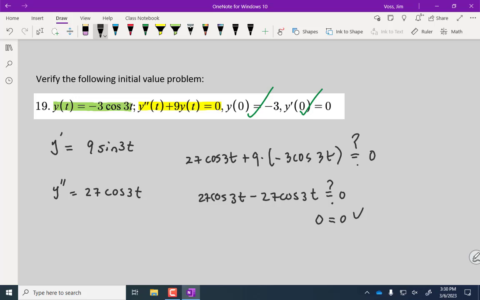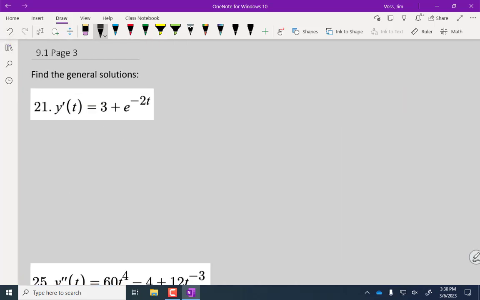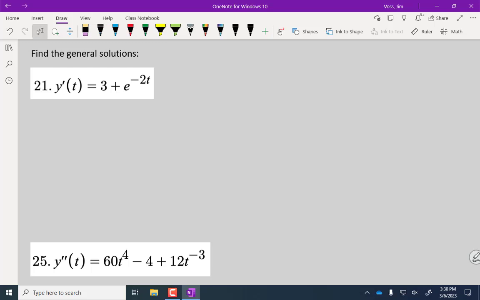This will not be on the test. Thank you. This is just sort of understanding some basic terminology: plugging in the function and its derivatives and deciding whether you get an equality.